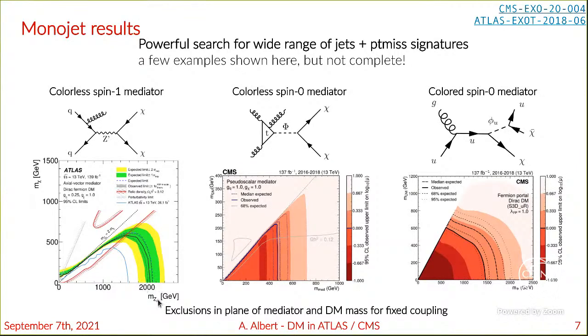So the x-axis is the mediator mass, the y-axis is the dark matter mass, and then the results depend a little bit on exactly what you assume. You can assume a spin one mediator that is basically a heavy Z, or spin zero. In this case, it's a heavy pseudoscalar, but you can also look at a heavy scalar that would be like the Higgs.